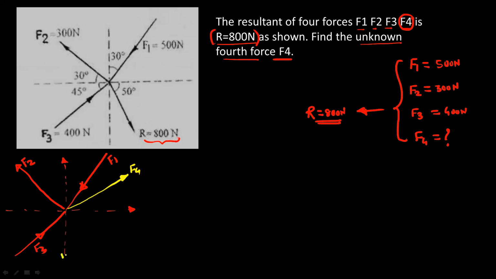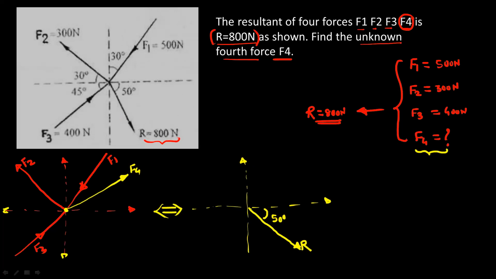Okay. Now this is called as a system of force. This system of force is equivalent to resultant system. So resultant will be, it is in the fourth quadrant. So this is R, its angle is 50 degree. Okay. So just they have overlapped the resultant in the original diagram. That is the system of forces. Okay. So we have to find out the unknown fourth force F4.